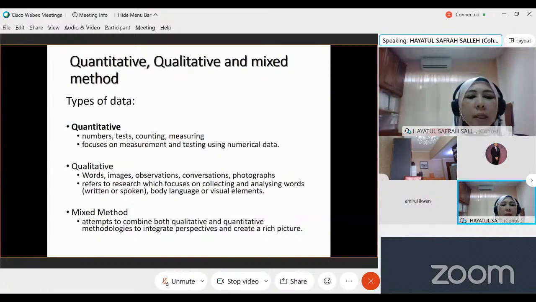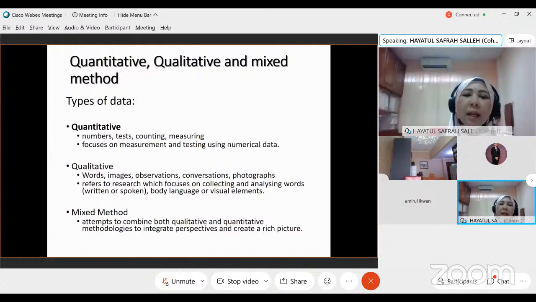Okay. Quantitative is basically related to numbers and testing the hypothesis. Counting it, measuring it. It is focused on measurement and testing using numerical data. When we talk about quantitative, it's about numerical data, because we translate the variables, the items, the measurement, into numerical data. I will explain later in the next slides in detail.